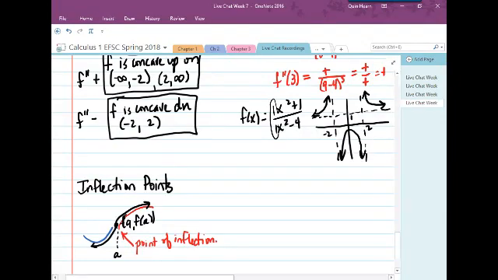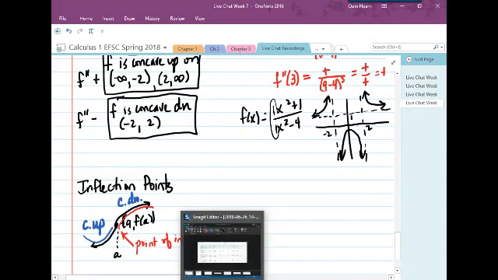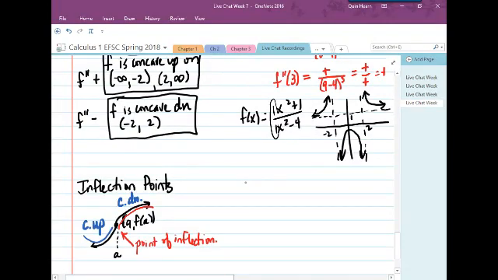It's a point where the function changes from concave up to concave down. So how do you think you could find an inflection point? What would you use to find a point where a function changes from concave up to concave down? Any ideas? Well, it definitely has to do with the second derivative, right? The second derivative tells us about concave up and concave down.